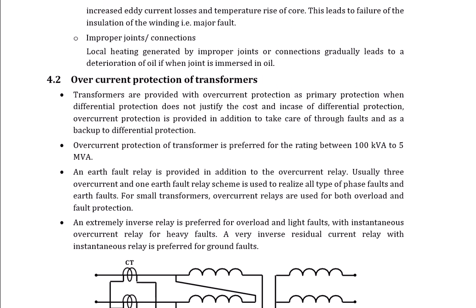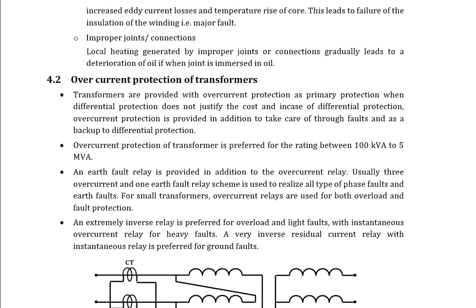So normally a transformer is protected with differential protection, but in addition, or as a backup, we provide an overcurrent protection, or sometimes only overcurrent protection is provided to save the cost of the protection. Overcurrent protection of a transformer is preferred for a rating between 100 kVA to 5 MVA, and an earth fault relay is provided in addition to the overcurrent relay. So we have to provide one earth fault relay also in addition to the overcurrent relay.